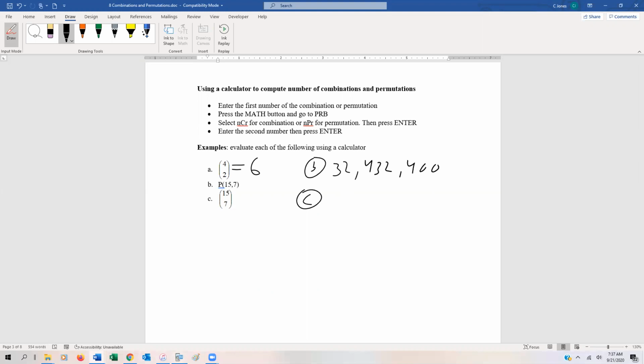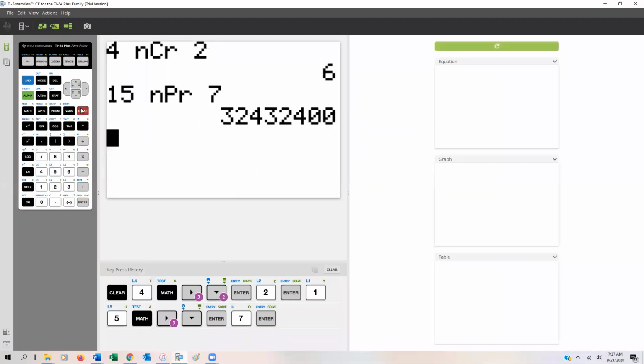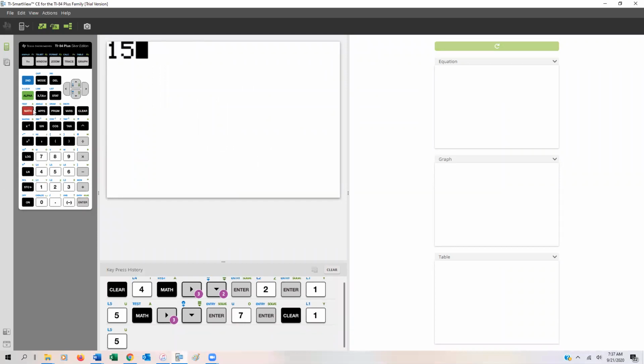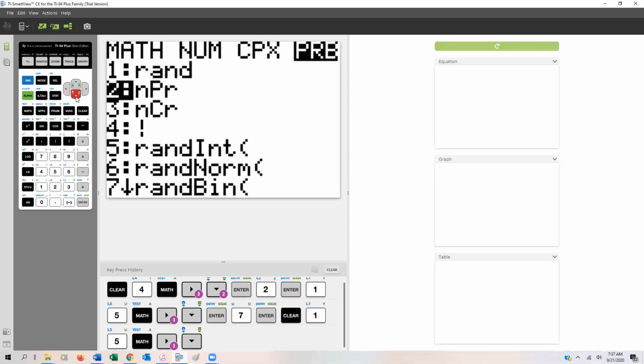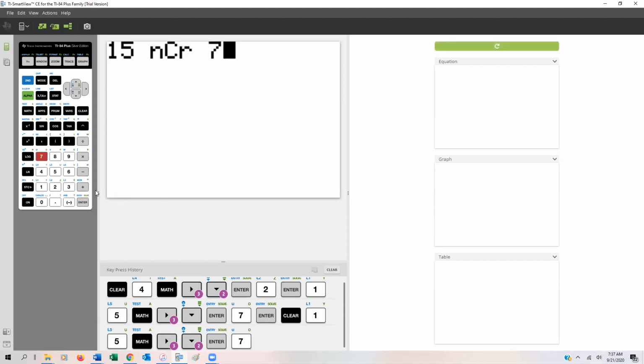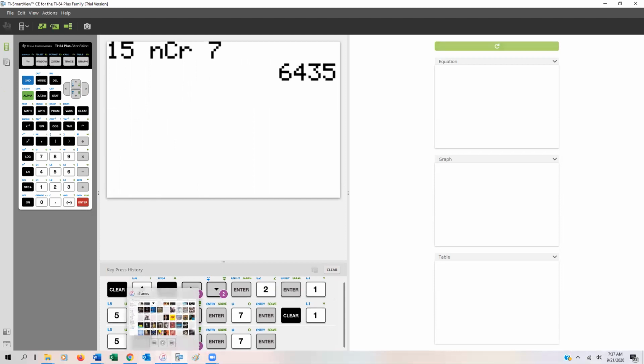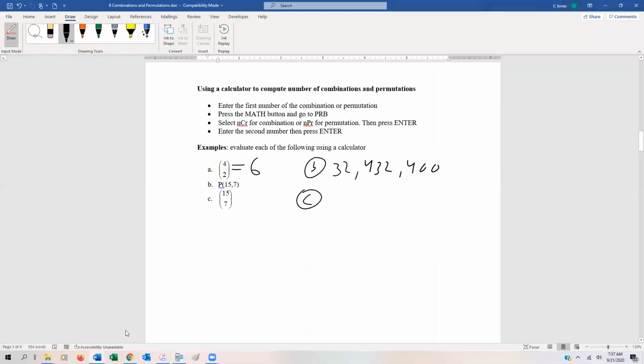All right. Now, hopefully for letter C, the number just doesn't work out as big. So let's give it a try. This time we're doing combination. So we're going to type in the exact same thing. We're going to type 15 math, except this time instead of NPR, we're going to select NCR. So we just select this one because it's a combination. We hit enter, we hit 7, we hit enter again, and 6435. Again, we certainly wouldn't want to write 6,435 different orderings out, but a little bit better.